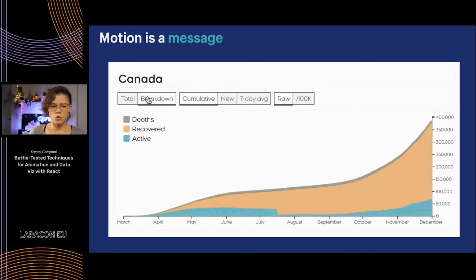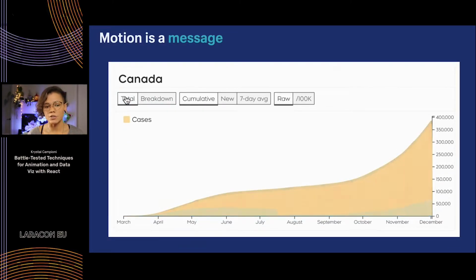Here, when switching between the breakdown and the total, we have a simple fade that reveals and hides the layers of data. This is great because it makes it obvious that these layers sum up to form the total, and my brain does not have to follow some lines moving randomly to try to understand what's going on. It's just there.